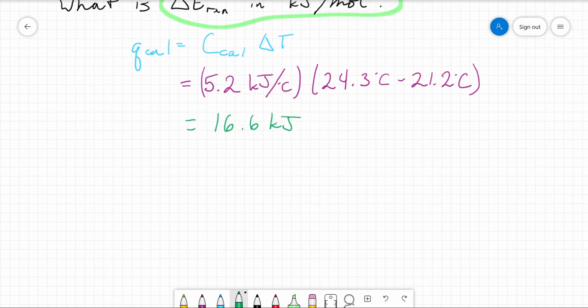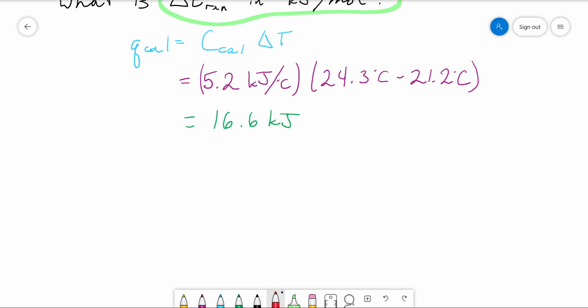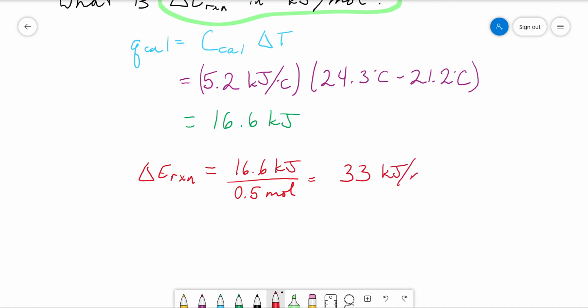So what is it for a full mole? Well, that's pretty easy. Delta E of the reaction is equal to 16.6 kilojoules, and now we just put that over how many moles we had. So that gives us 33 kilojoules per mole. And that's the right number, folks. And that's it. Just remember, bomb calorimetry, constant volume, measures internal energy.